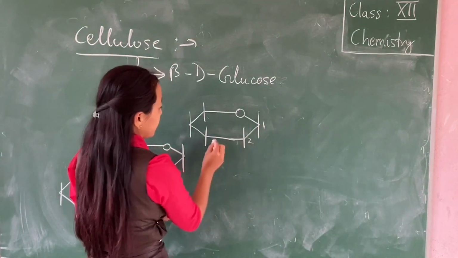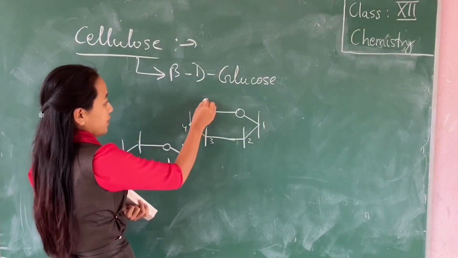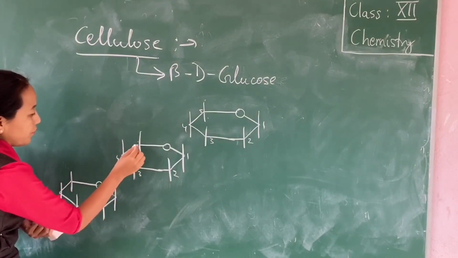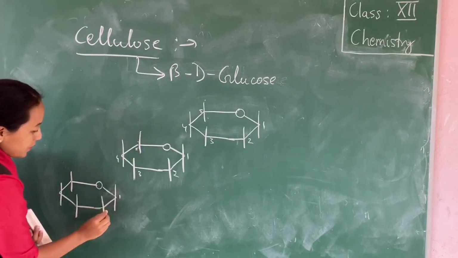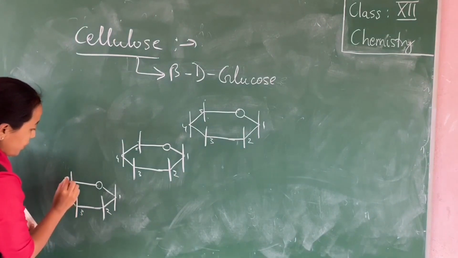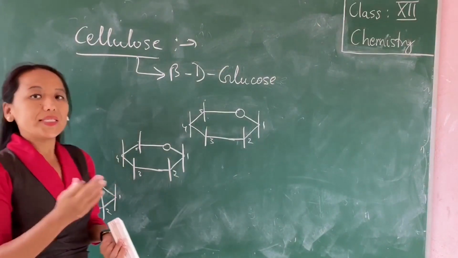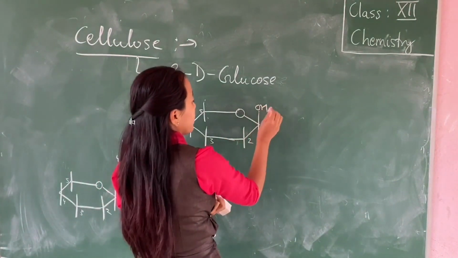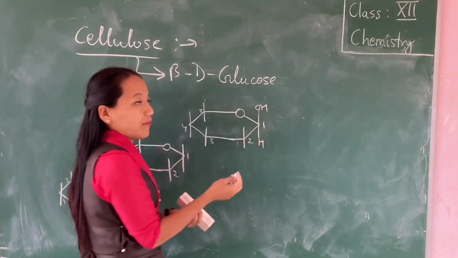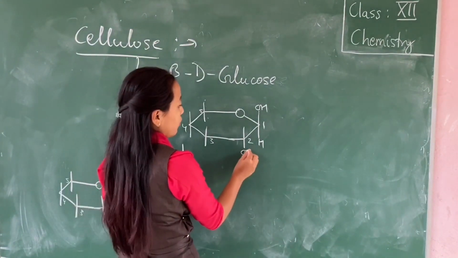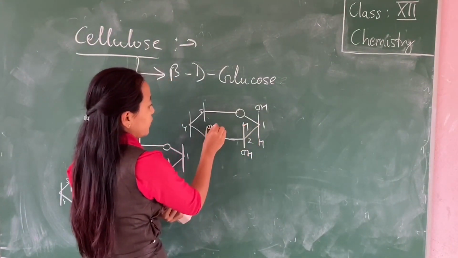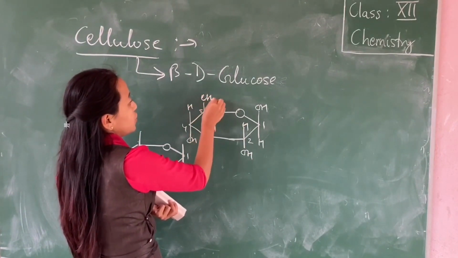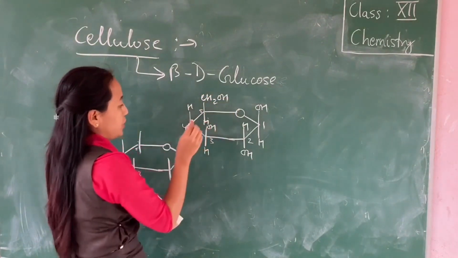First carbon, second carbon, third, fourth, fifth and the sixth one. Here also first, second, third, fourth, fifth and the sixth one. First, second, third, fourth, fifth and the sixth one. Now beta means OH is on the left hand side, therefore OH will always come at the top, and then hydrogen. Second, you have OH on the right hand side, therefore OH at the bottom, H. Here OH will come at the top, H, OH, H, and then you have CH2OH and then the hydrogen atom.